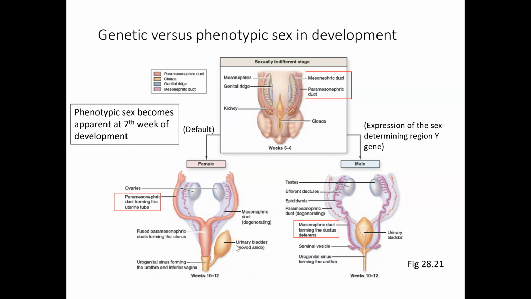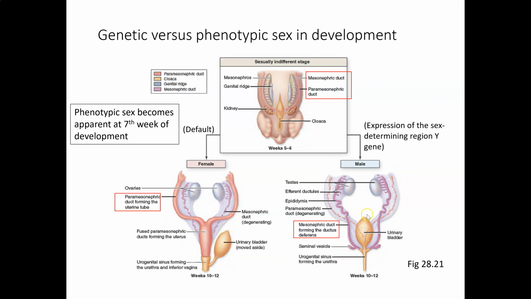The urethra is going to develop separately, and the vagina is going to develop further from the uterus, forming separately. And so you end up with two external orifices in the female, urinary and reproductive systems. So that's how the female development is going to be.